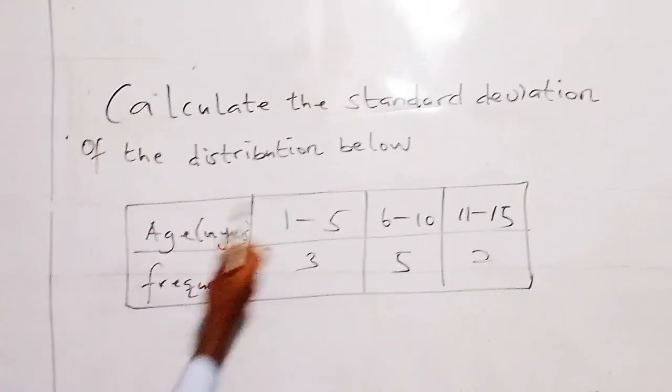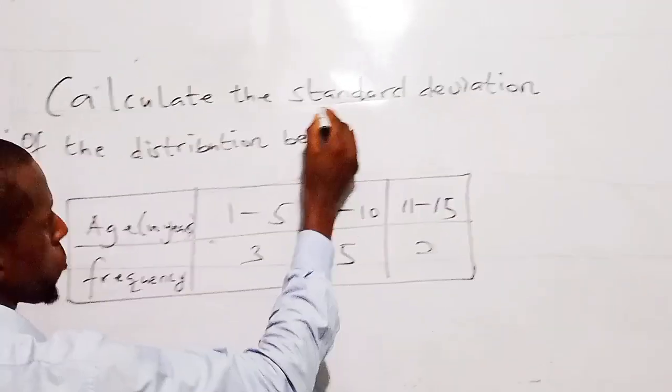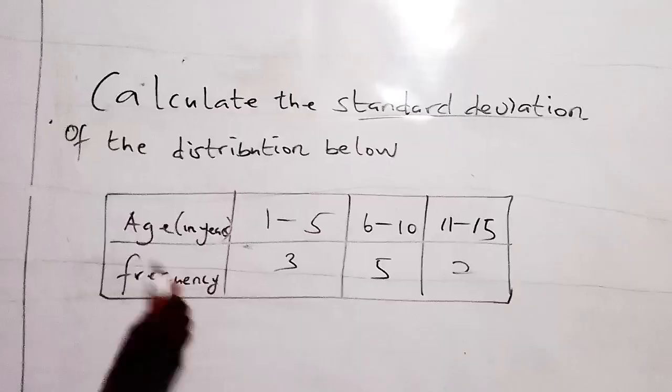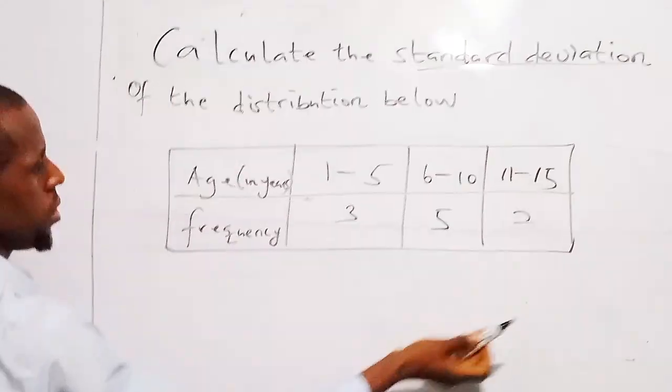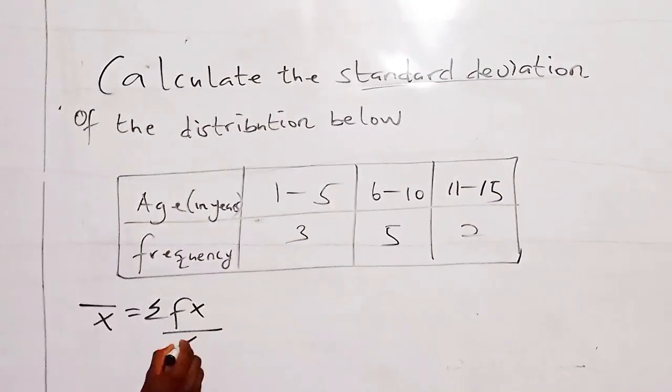Derivation of the distribution below. Okay, so how do we go about this? The requirement is for us to calculate the standard deviation. But when we are calculating the standard deviation for grouped data like this, we have to figure out the arithmetic mean, which stands for summation fx over summation f.